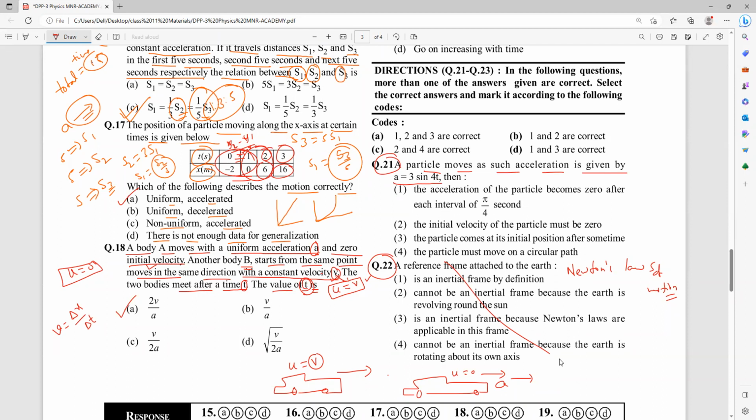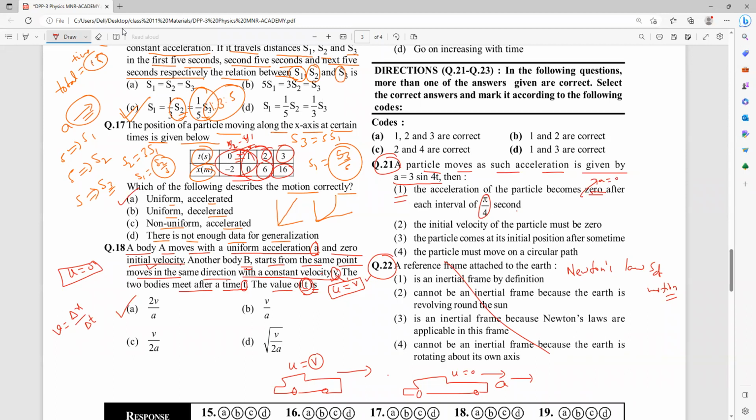Then they are asking: the acceleration of the particle becomes 0 after each interval of pi by 4. Pi means 180 degrees, so 180 by 4 is 45. Actually it's not an angle; after every pi by 4 seconds, the acceleration of the body becomes 0. We have to find whether it is right or wrong.